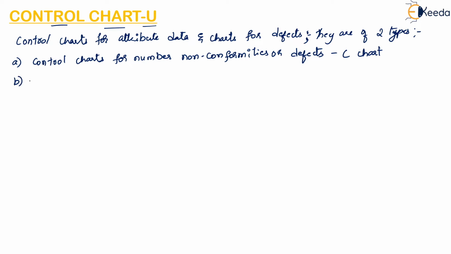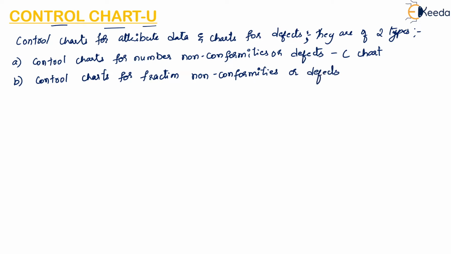The second one is control charts for fraction non-conformities or defects. So it is called the U chart. Now we are going to study the U chart.